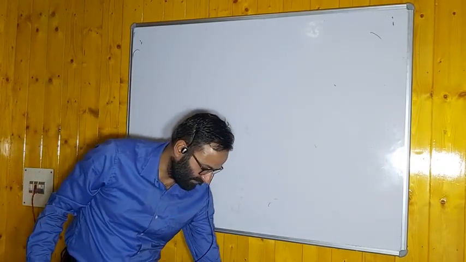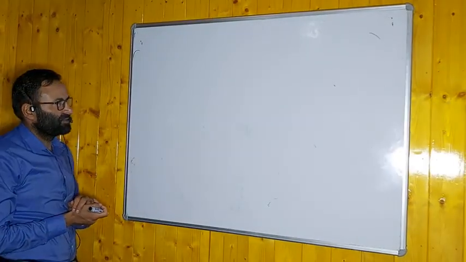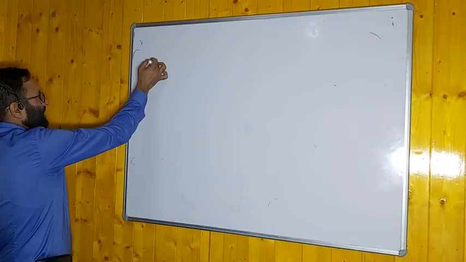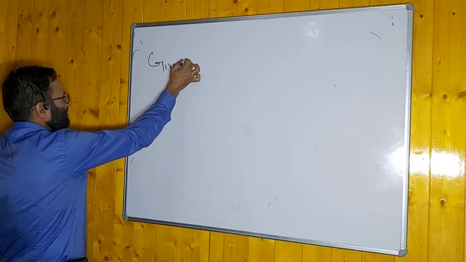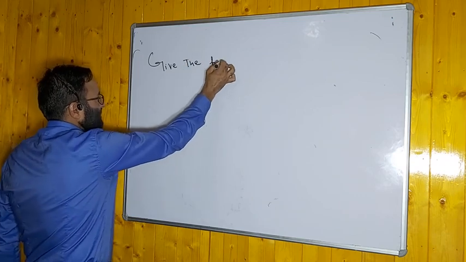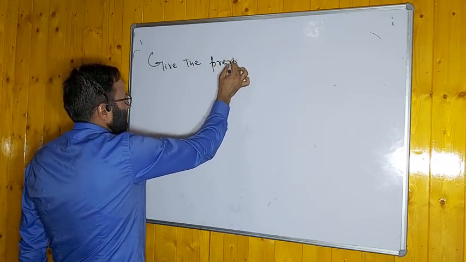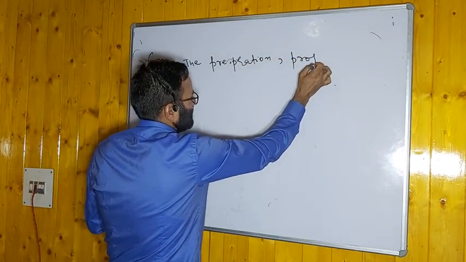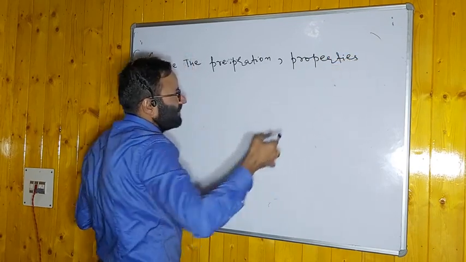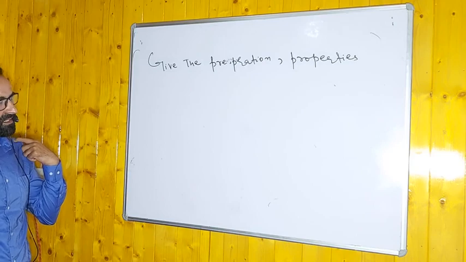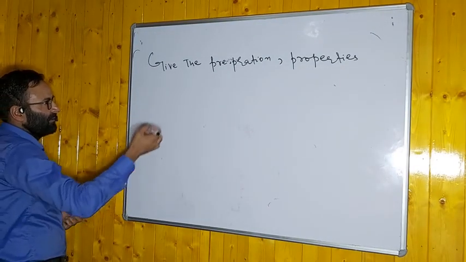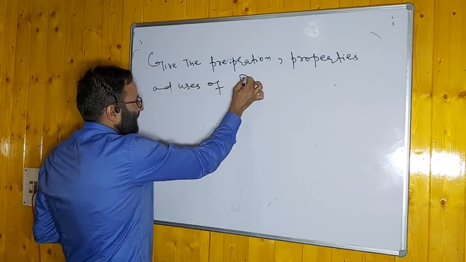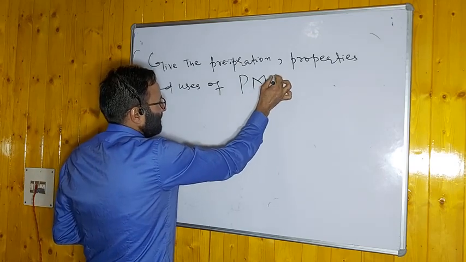Now, I will tell you the last point, which we have missed during the mechanism of polymerization. A question may come: give the preparation, properties and uses. We have missed this while discussing the addition polymers. This is the polymer you have to mention, and keep it in mind: preparation, properties and uses of polymethyl methacrylate.